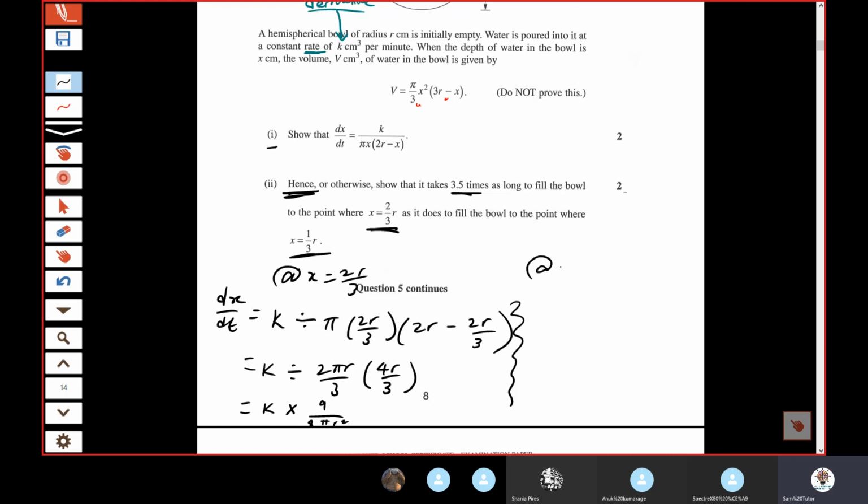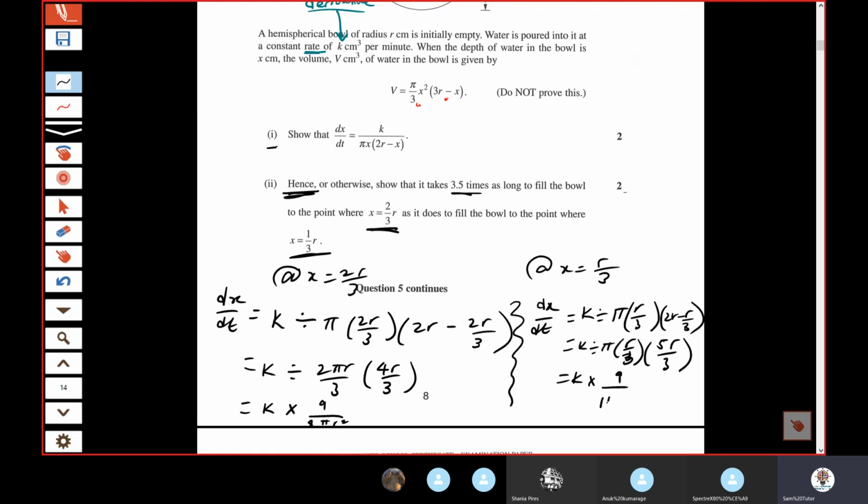I think you guys know what I'm going to do now. At x equals r on 3, dx on dt equals k divided by pi times r on 3 times 2r minus r on 3. 6 take away 1 is 5. 5r on 3. k times 9 on, flip, 5 pi r squared.